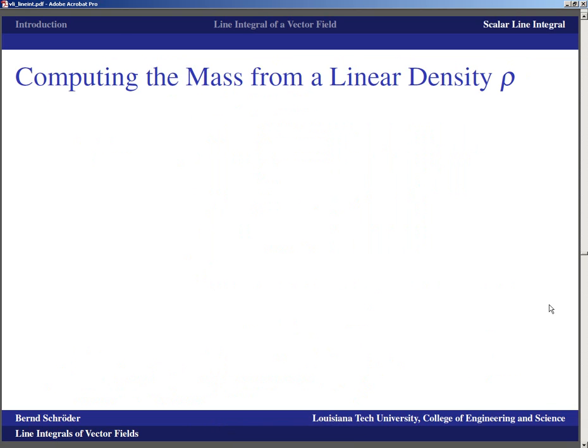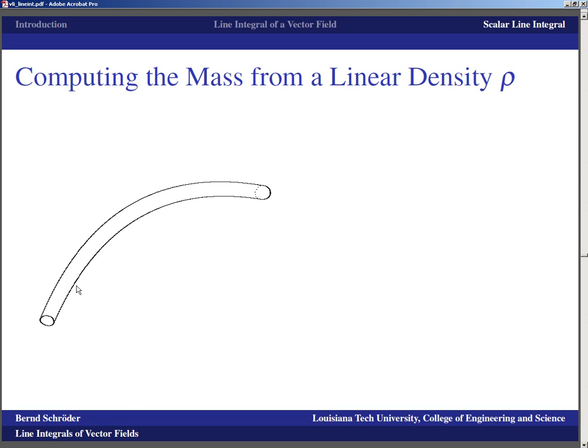Alright, so now let's talk about the scalar line integral. And a good visualization for the scalar line integral is that we want to compute the mass from a linear density rho. That is a perfectly legitimate physical setup. However, as I said previously, it occurs a whole lot less often than the line integral of a vector field, which is why I wanted us to face that first.